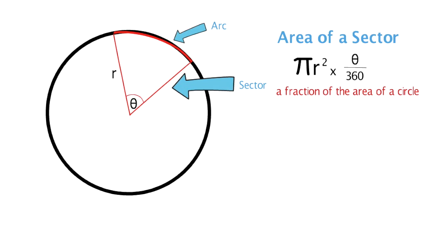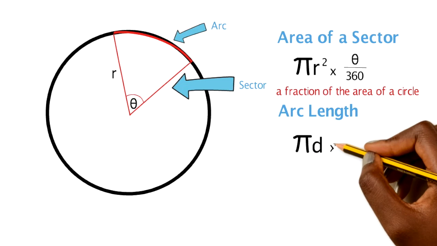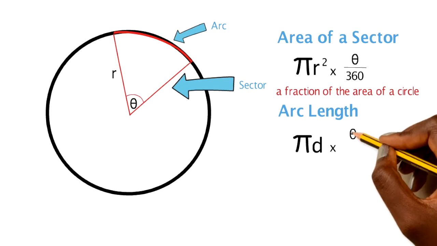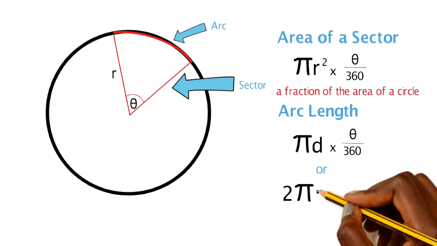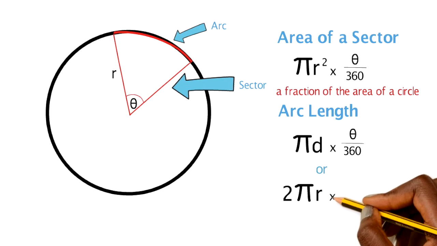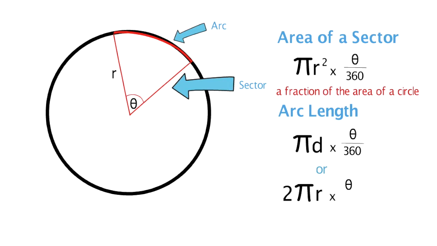And then that line, like the pizza crust part, is called the arc, and working it out is called arc length. So the formula for that is pi d times theta over 360, or another way of working it out is pi times 2 times the radius times theta over 360. The reason there are two different ways is because, remember, if you click on the link above, working out the circumference of a circle has two ways of working it out, and our arc length is basically a fraction of the circumference, which is why there are these two ways of working it out.